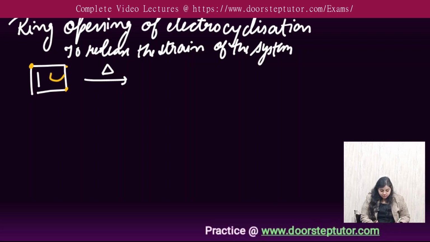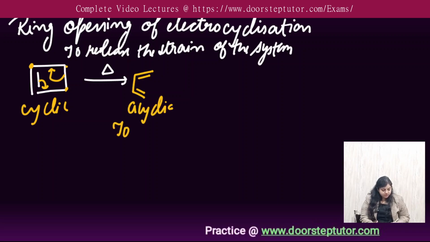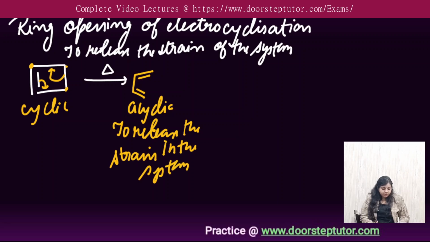So for that, we go in the reverse direction. Now we are breaking the sigma bond, which was expected to be formed by the electrocyclization. Now this bond opens and this pi electron density is shifted. So here you are going to get this four-membered ring as an open chain, that is from the cyclic form. Now we are going to the acyclic form to release the strain in the system. So this is how the opening is done.